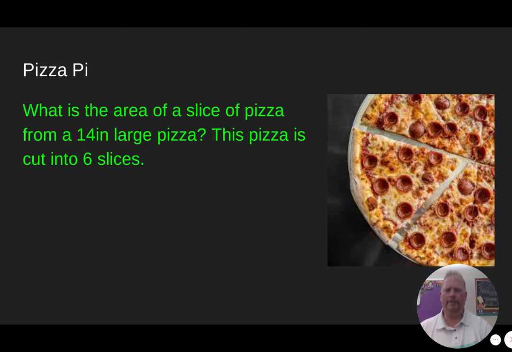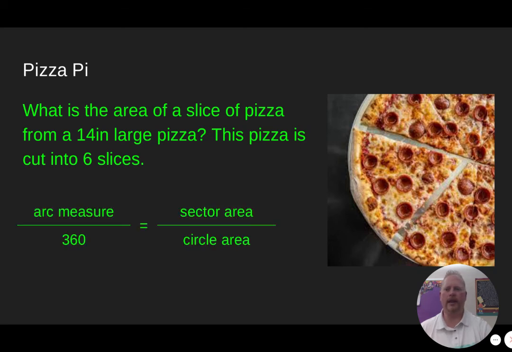Okay, let's do another example. Let's say you got a pizza. What's the area of a slice of pizza from a 14-inch large pizza? And let's just say that this pizza is cut up into 6 slices. Well, let's go ahead and use that formula. If we have a full 360-degree pizza and we cut it up into 6 slices, each central angle should be 60 degrees. So we'll go ahead and plug it in there.